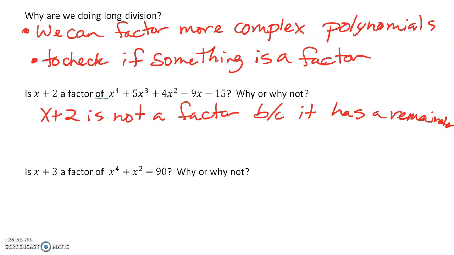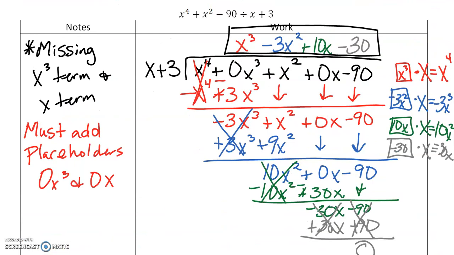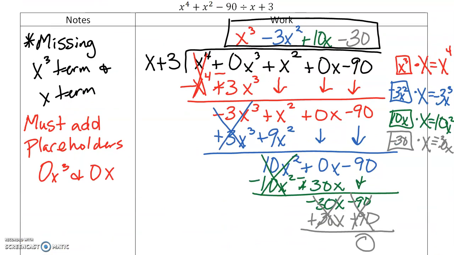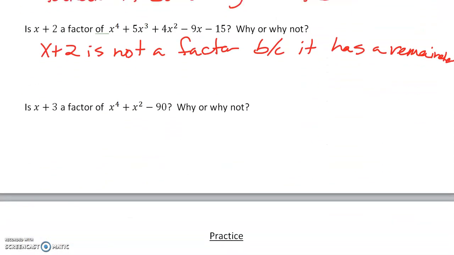Versus the other one that we did, which is x plus 3. Is that a factor of x to the 4th plus x squared minus 90? Well, if I look up here, do we have a remainder when we divided these two? And the answer is no, we did not have a remainder. So that means that x plus 3 is a factor because it has no remainder.